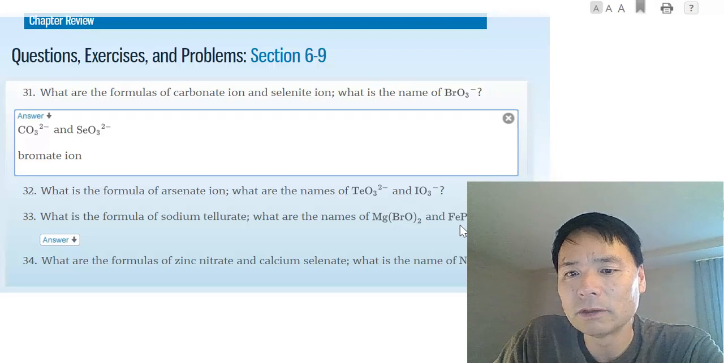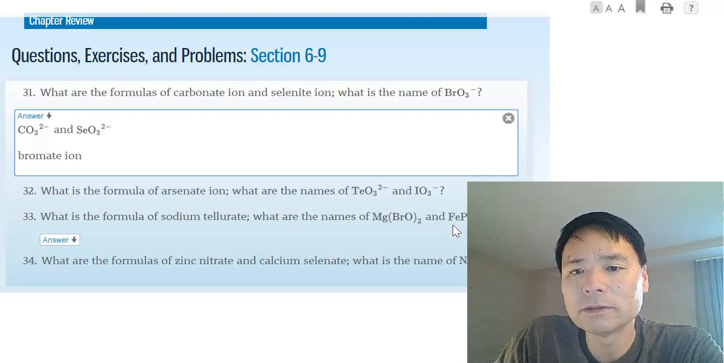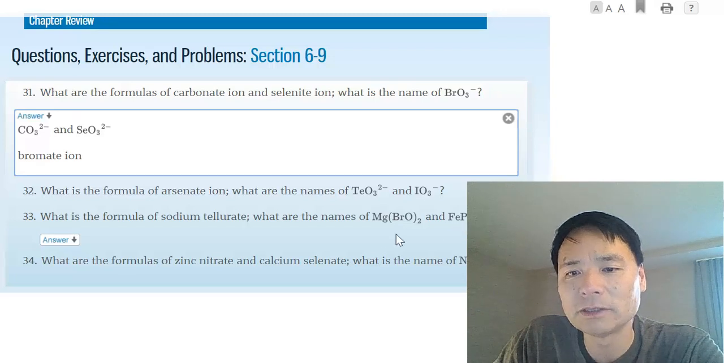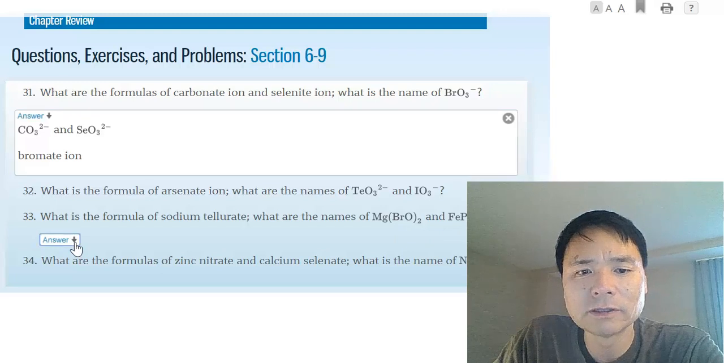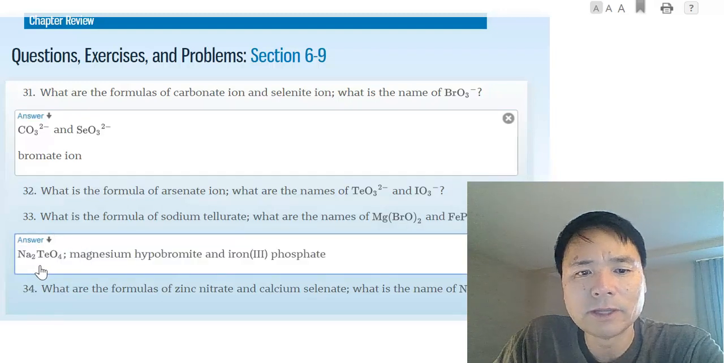Okay. And then FePO4. Okay, PO4, we know that. That's a 3 minus. That's phosphate. So this must be iron 3. Iron's a 2 or 3. And so this is iron(III) phosphate, Roman numerals in parentheses, or ferric phosphate. So here we have the Na2TeO4, magnesium hypobromite, and iron(III) phosphate.